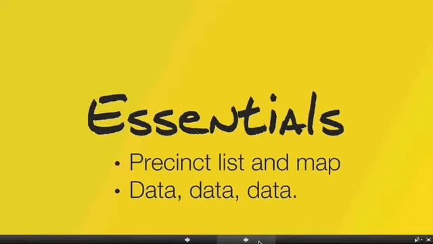So the essentials of this process are a precinct list, a map, and data. Any data that you can get is precious and essential, because you as a candidate, you as a campaign team, are going to want to focus and target your time and your resources. Unfortunately, most campaigns will not have the resources necessary to spend on outreach to every single voter in the district.